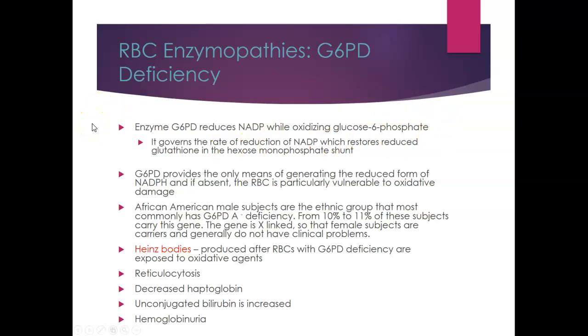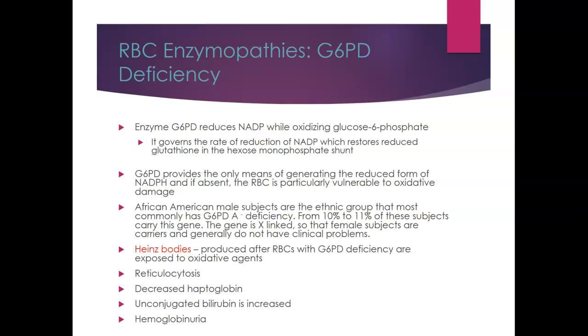Okay? Usually African American male subjects are the ethnic group that we see with this. 10 to 11% of them carry the gene, and the gene is X-linked, so female subjects are usually carriers and do not have clinical problems. It usually ends up being a male issue. In this one, we see Heinz bodies. These are produced after RBCs with G6PD deficiency are exposed to any type of oxidative agent.